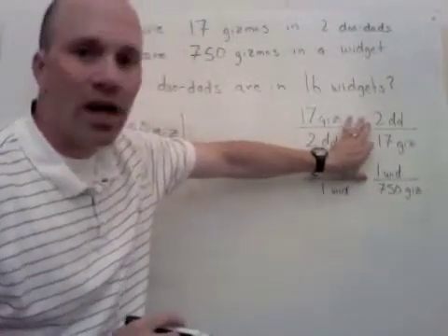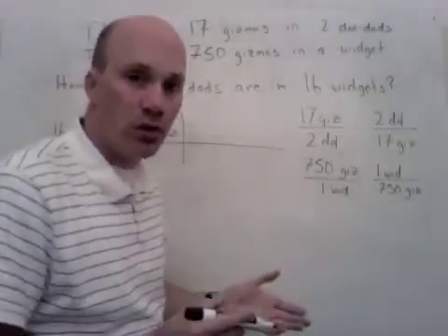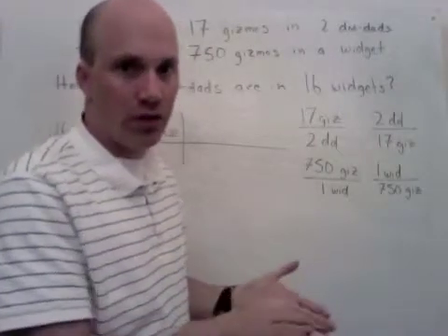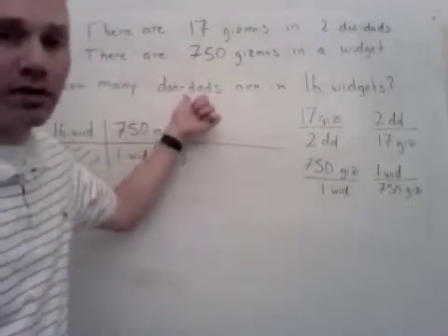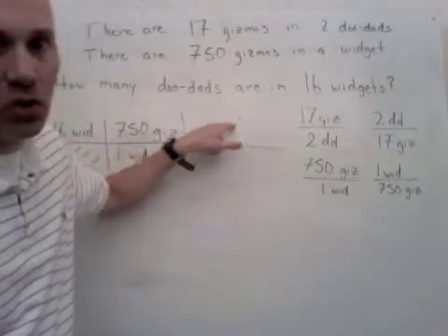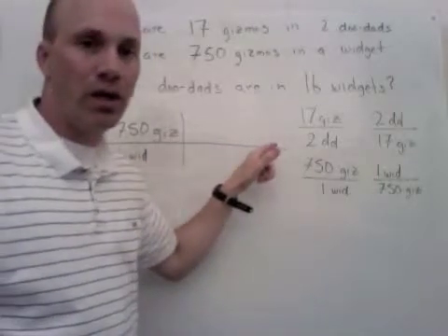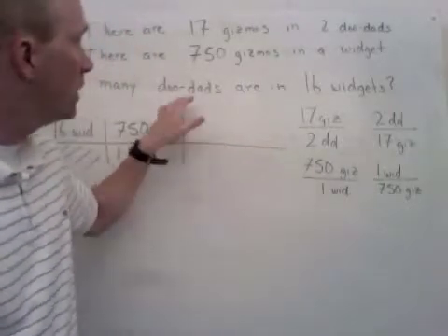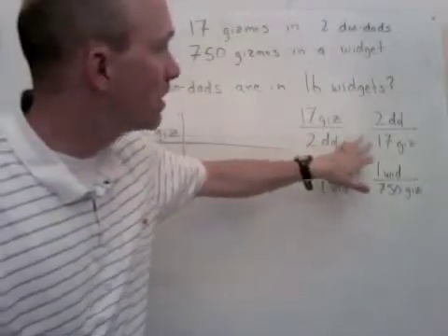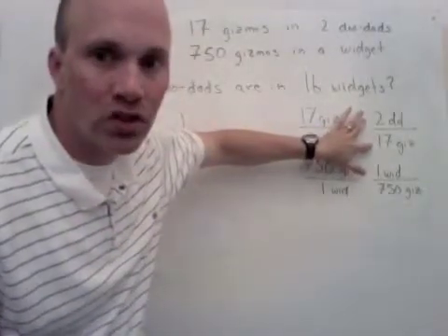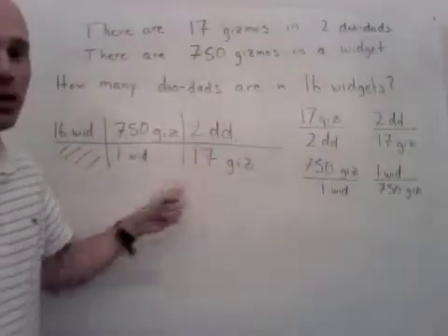So how do you choose which one goes there? You want to choose the one that gets you in the direction of your answer. What are we trying to find? We're trying to eventually get doodads to be in the upper right-hand corner here. So in order for doodads to be there, we need to choose this relationship right here. So we fill it in this way.